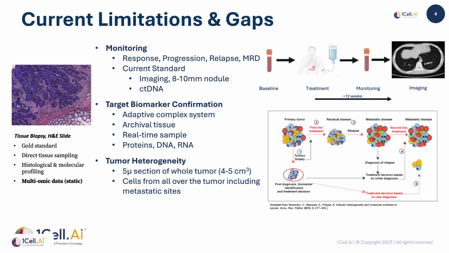A 5-micron section from a 1-centimeter tumor represents only a fraction of a percent of that tumor. So to put it in easier terms, that's like trying to understand the entire plot of War and Peace by reading one sentence of the book. You get a snapshot, a static picture. And while that provides actionable data, it creates a gap in our ability to monitor a cancer's evolution. And this has direct consequences for patient management.